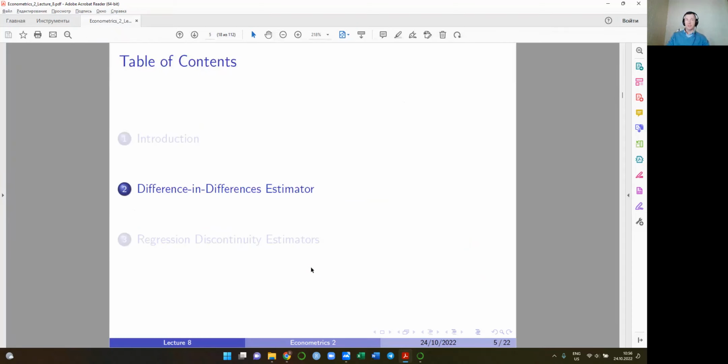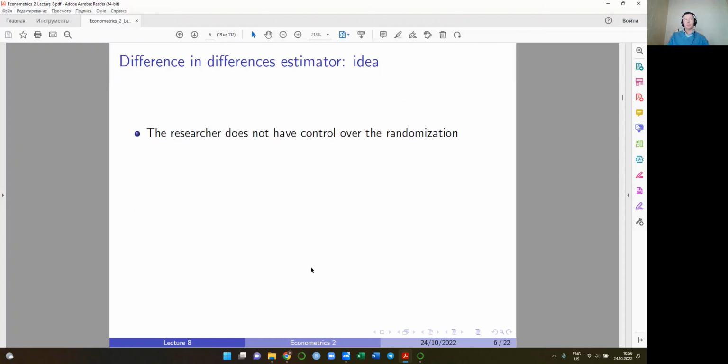Well, the first type of estimator is the difference in differences estimator. And the idea is the following. In the natural experiment, we do not have control over the randomization. So the randomization occurs without us. We are simply looking around and searching for the source of this exogenous change in the treatment. And the problem is that since we are not able to introduce this randomization by ourselves, control and treatment groups can be different.